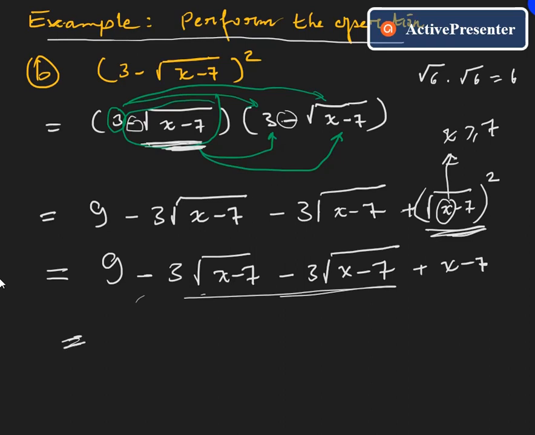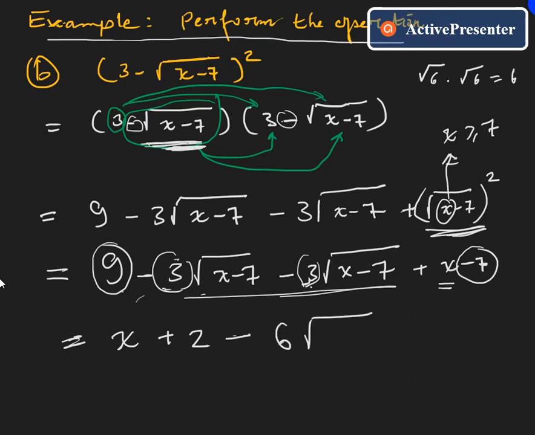Let's combine now. We have 9 here, and we have here minus 7, and we have x here alone. So 9 minus 7 is plus 2. And what about the like radicals? Minus 3 here, and here minus 3, here minus 3, and here minus 3, so it should be minus 6 square root of x minus 7, and we are done.